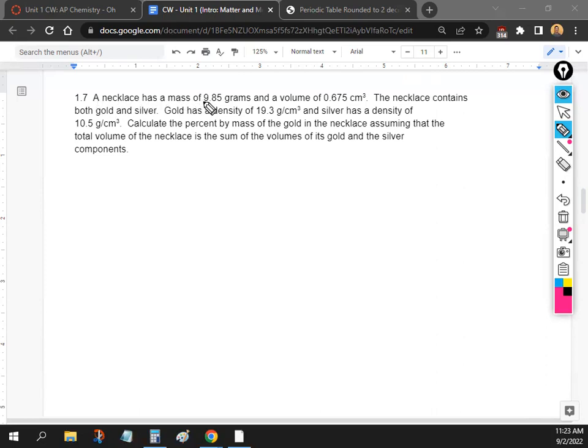But necklace has a mass of 9.85 grams. So I'm going to write that down. So the mass of the necklace, so I'm going to write neck, is equal to 9.85 grams. Okay, so I can cross that out because I already used it. Okay, the volume is 0.675 centimeters cubed. So the volume of the necklace is going to equal 0.675 centimeters cubed. So I use that value.